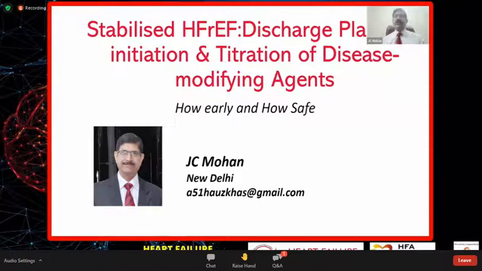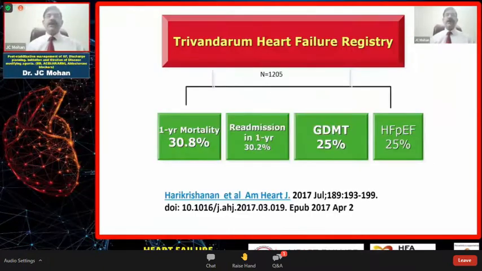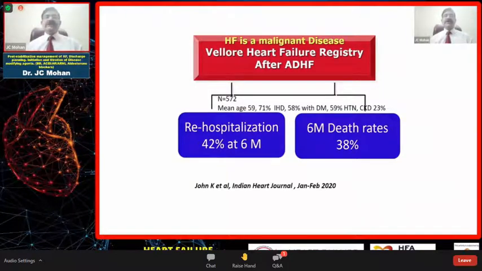Good day, ladies and gentlemen. We would be talking about a patient with stabilized HFrEF, discharge planning, initiation, and titration of disease-modifying agents. Data from the Trivandrum Heart Failure Registry has shown that 1 year mortality post-discharge is about 31%, and readmission rates are about 30%. And even then, guideline-directed medical therapy at discharge is prescribed to only 25% of the patients. Recent data from the Valor Heart Failure Registry, that is the acute decompensated heart failure registry, shows that 6 month rehospitalization rate is 42% and 6 month death rate is 38%. Horrendous figures, which suggest that we need to do something for these post-ADHF patients.